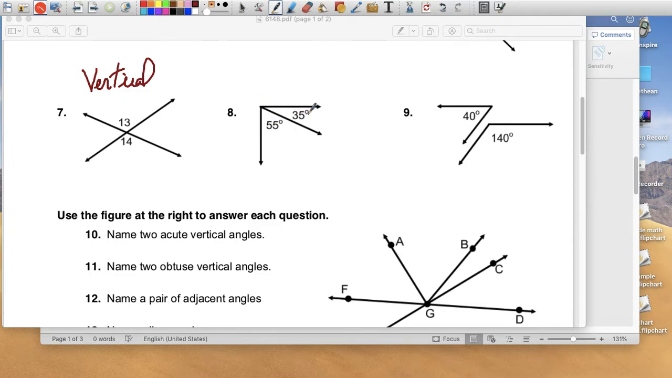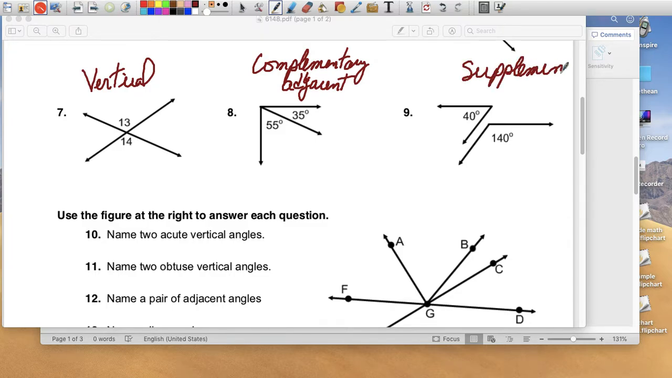15, well, 55 plus 35 is 90. So with the information given, I know it's complementary because they add up to 90. And they're also adjacent because they're next to each other. 40 and 140, they are supplementary because when you add them, it equals 180. Are they next to each other? No, they're not. They're completely different angles. They don't share the same line. That's why they drew it this way. So they're not a linear pair.